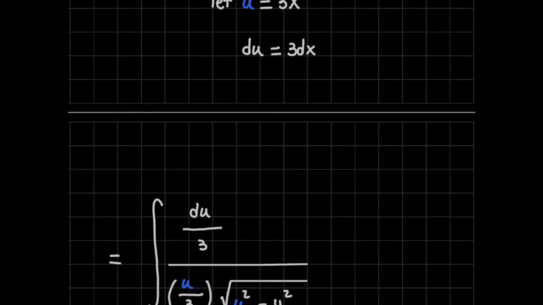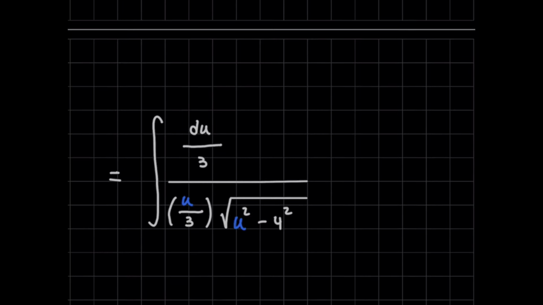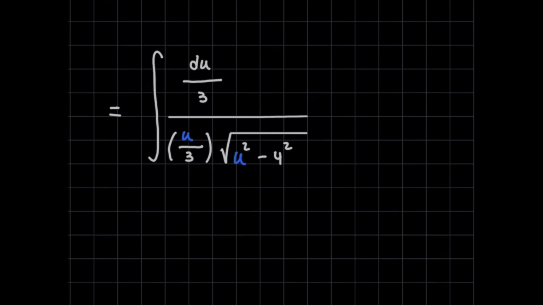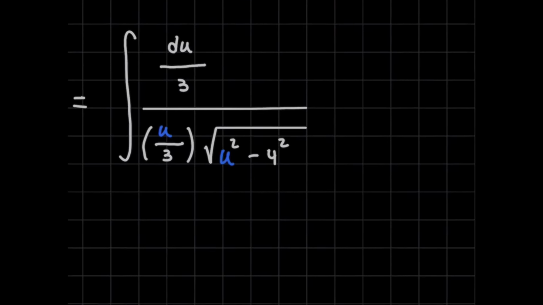And by getting rid of that 3 that was in front of the x, we are now one step closer to having the radical have something that's u squared minus 4 squared, which ideally I want to get rid of this 4 right here too and make it a 1.